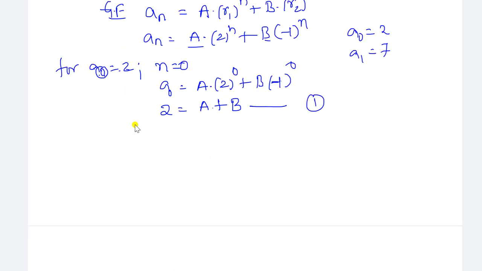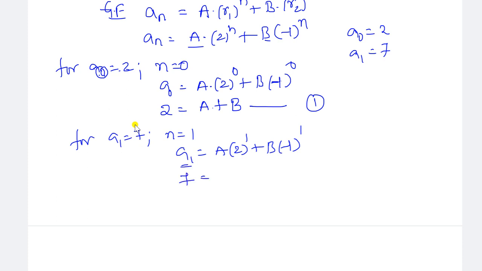So this is our first equation, a plus b equal to 2. Now calculate the next one, for a_1 equal to 7. That means n is equal to 1. So a_1 is equal to a into 2 to the power of 1 plus b into minus 1 to the power of 1. The a_1 value is 7, so 7 is equal to 2a plus minus 1 to the power of 1, which is only minus 1, so it is minus b. That means 2a minus b equal to 7. This is our second equation.